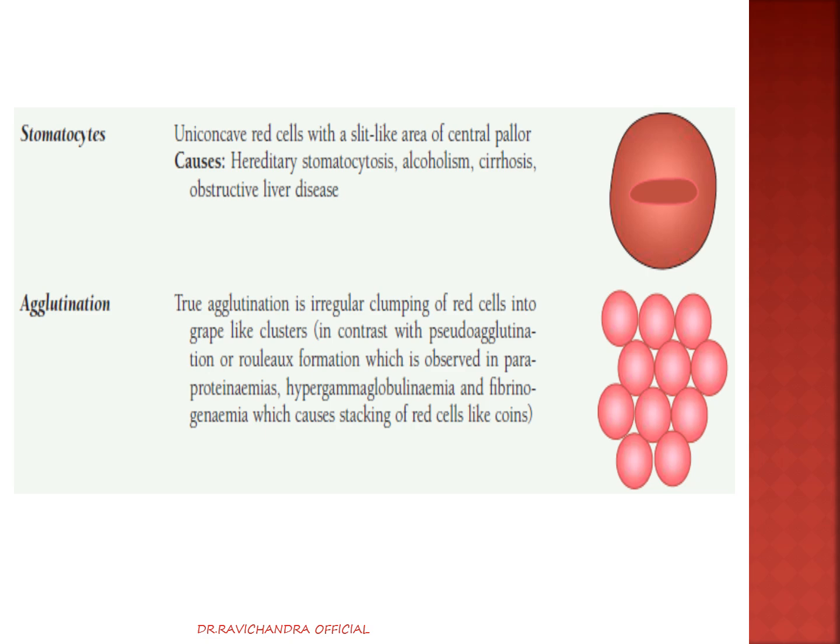When we are discussing red blood cells, you should be thorough with agglutination and rouleaux formation. Rouleaux formation is red blood cells arranged like a stack of coins. True agglutination is irregular clumping of the red cells into grape-like clusters. Rouleaux formation is also called pseudo-agglutination. It is observed in paraproteinemias, hypergammaglobulinemias, and hyperfibrinogenemias, which cause stacking of red cells.